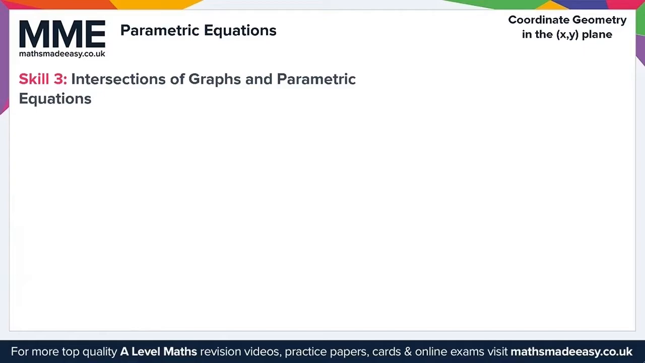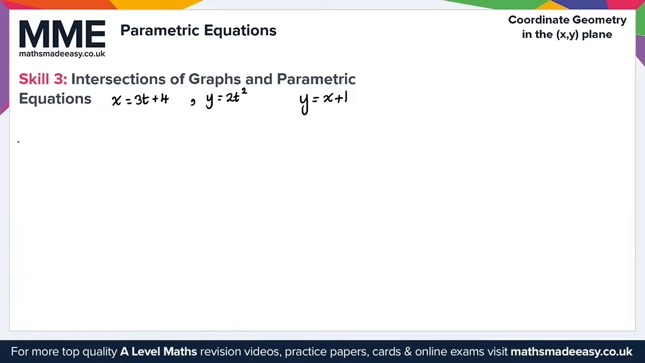So for example here, if we want to find where the graph x equals 3t plus 4 and y equals 2t squared intersects with the line y equals x plus 1. Okay, so y equals x plus 1. Well, if we start by considering y equals x plus 1, we know y is equal to 2t squared and x is equal to 3t plus 4.